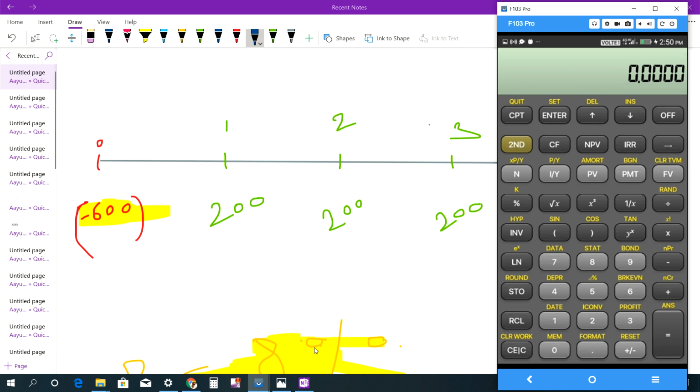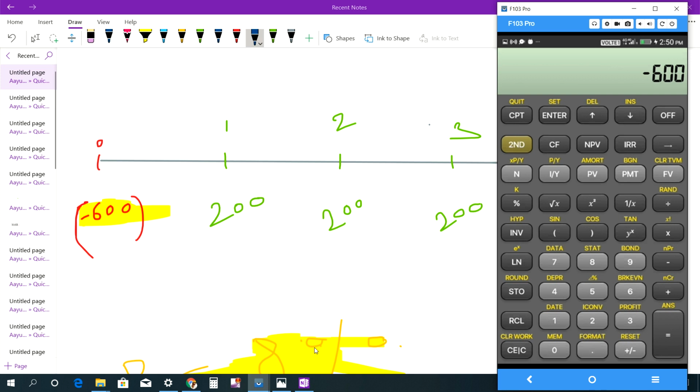Okay, so what is the present value? $600 million, so it will be negative. One thing I want to make clear: I will use the TVM mode if the future cash inflows of the project are in annuity mode. Then the TVM mode of the financial calculator will be used to calculate the discounted payback period.